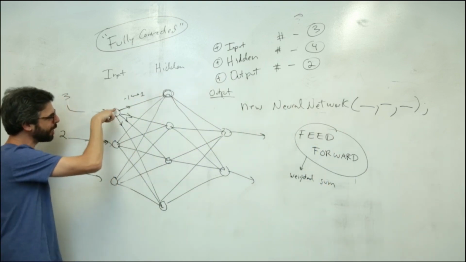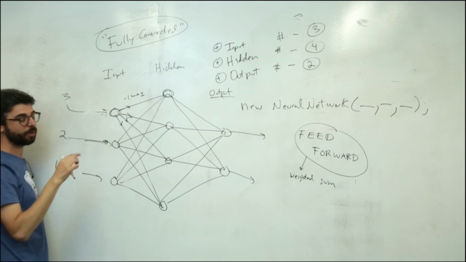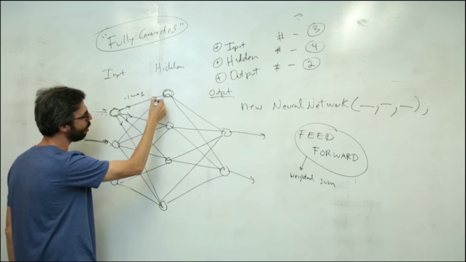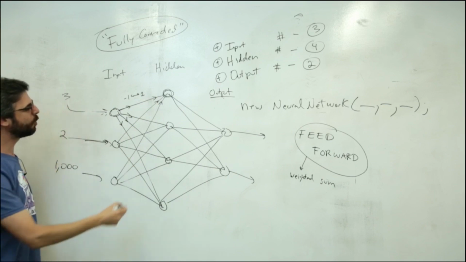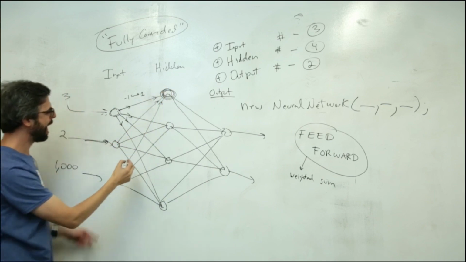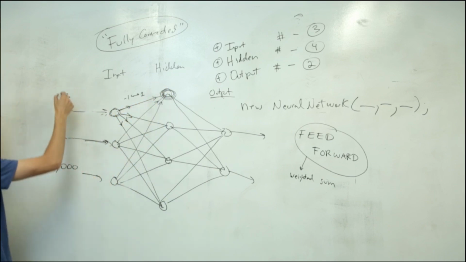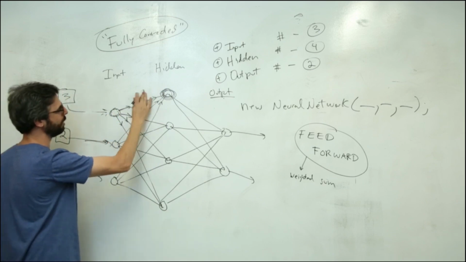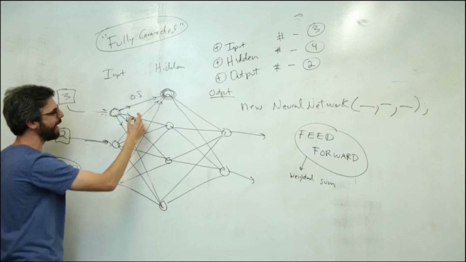So even though I'm looking at each one of these flowing out, a slightly better way for me to look at this with you is actually just to look at all the connections flowing in. So this particular hidden neuron has 3 connections flowing in. And the input values are 3, 2, and 1,000. Each one of those has a weight. So let's pretend this is like 0.5.